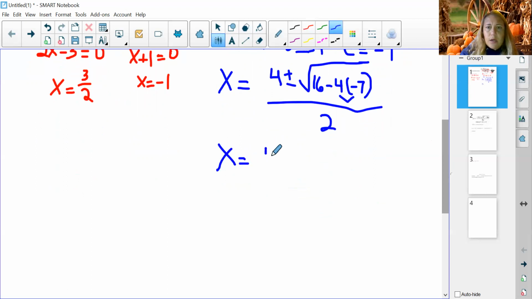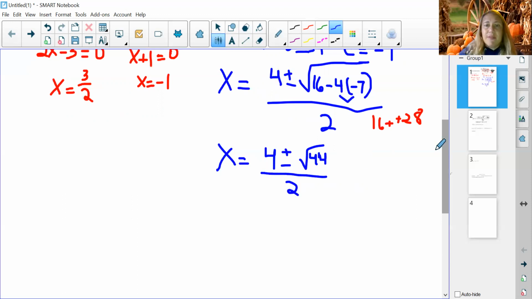Okay, so I get 4 plus or minus. So this becomes 16. I'm going to write it off to the side in a different color marker. 16 minus 28. Okay, so that becomes plus. All right, so that will become radical 44 over 2. Okay, and then I can have different requests for how I would like the answer.